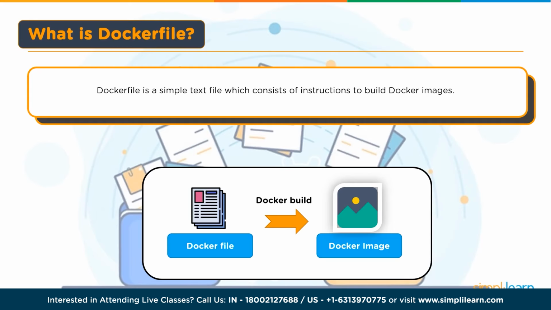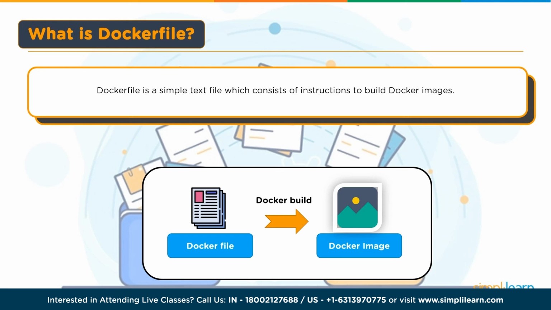Now Dockerfile is a very simple, straightforward text file, and it's basically used to build custom Docker images. So when you're running the Docker build, it's actually going to build a particular custom Docker image, and that will be given to you. So Docker image is the result of the whole build process which is being done.